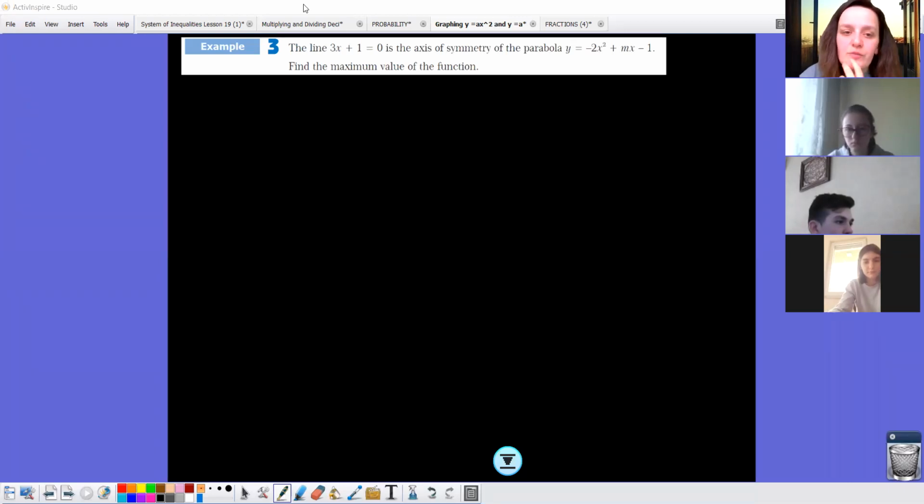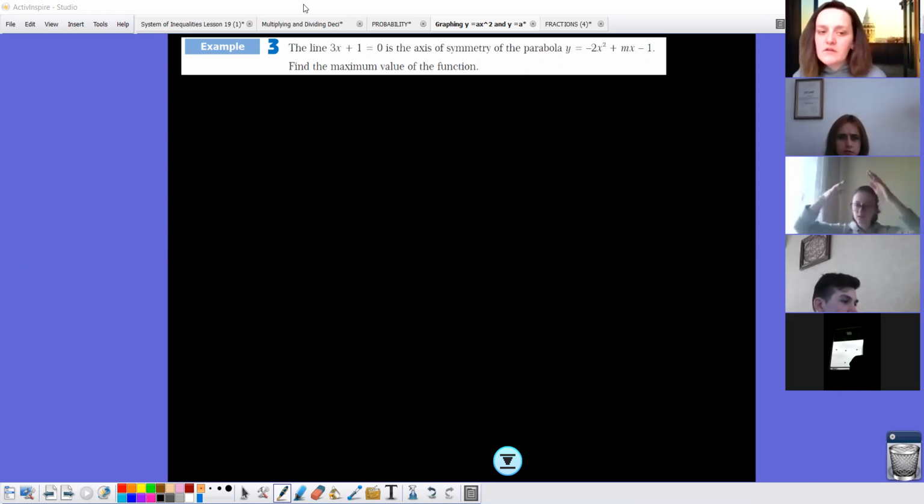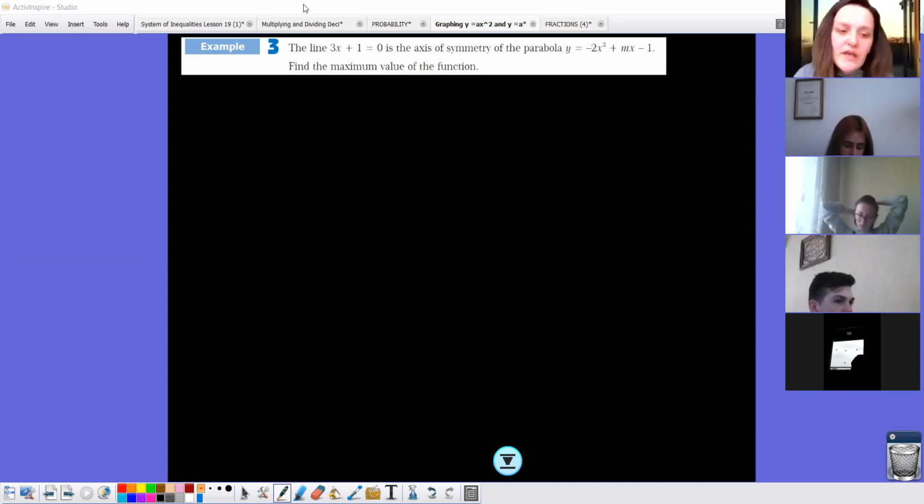In which case is it the maximum point? Because it can also be the minimum point. Yes, teacher. If a is less than 0, it was downwards, and if a was bigger than 0, it was upwards. Yes. So when the parabola is upwards, the vertex is the minimum point, and when the parabola is downwards, the vertex is the maximum point.